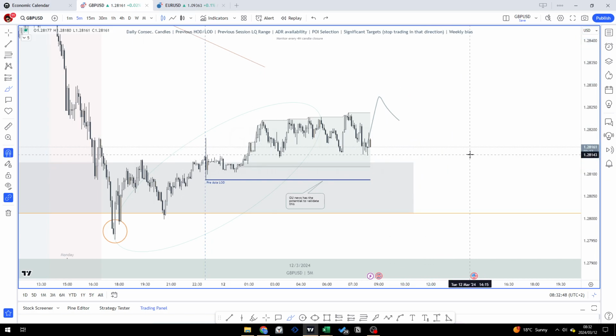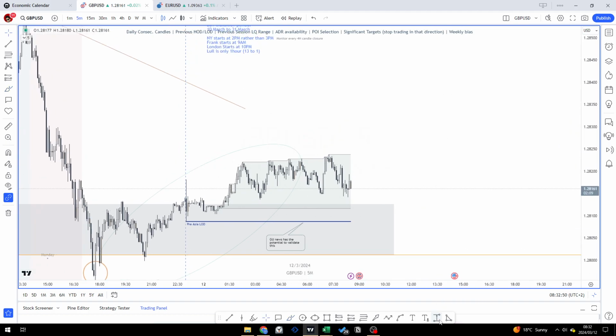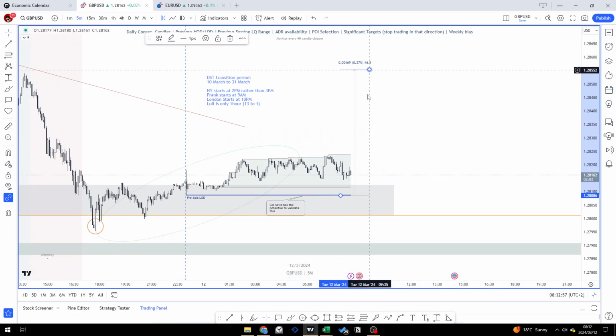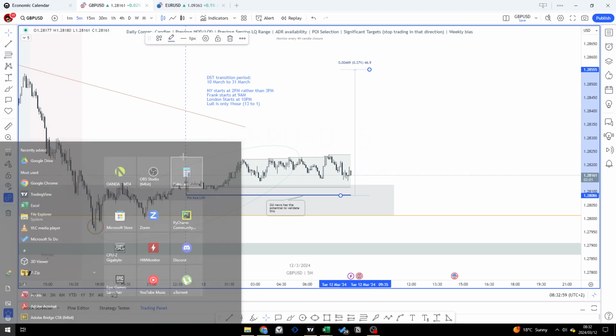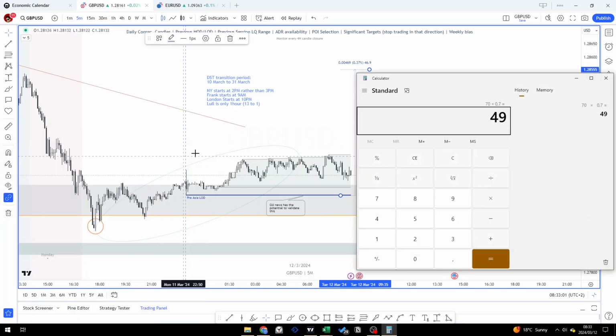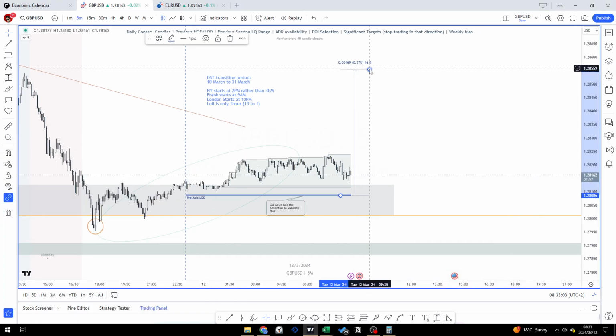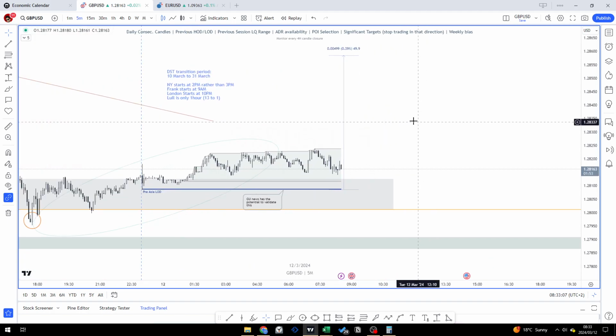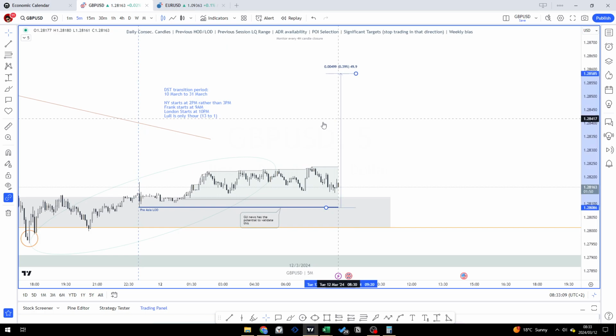The one thing I do want to point out is that the average daily range for March is about 70 pips, and 70% of 70 pips is 49. Obviously, given that it's a red folder news event, it's likely that we'll achieve the full daily range of 70 pips.